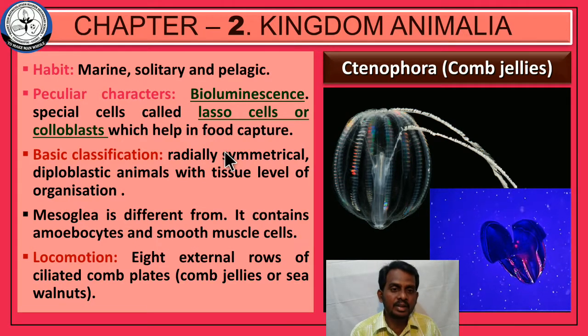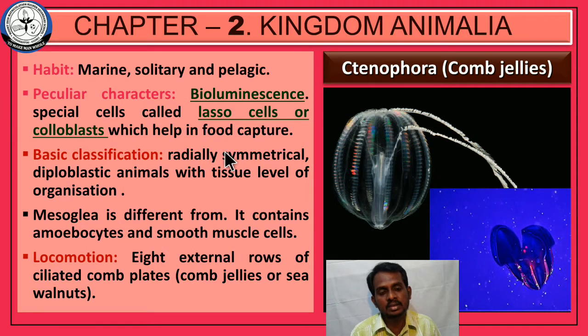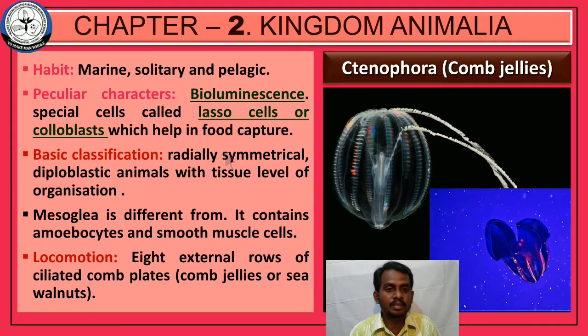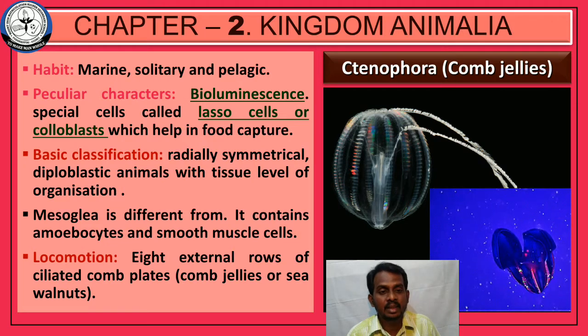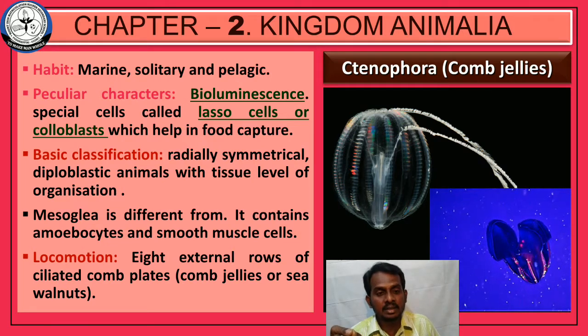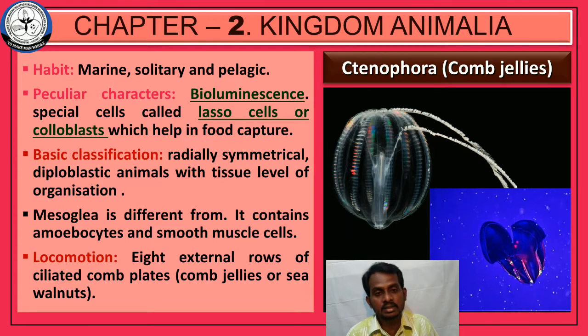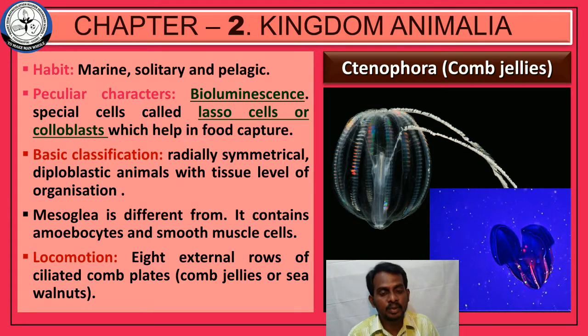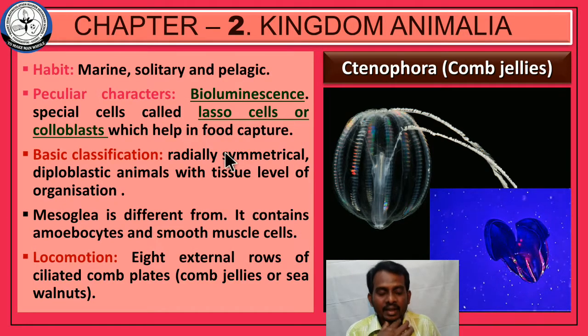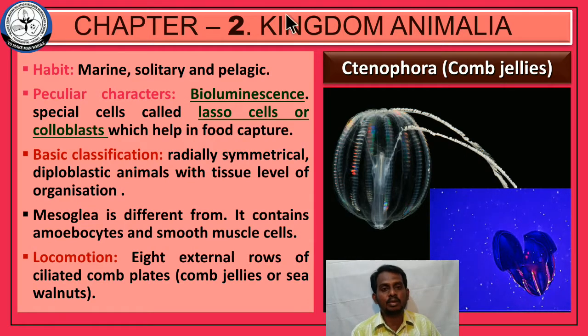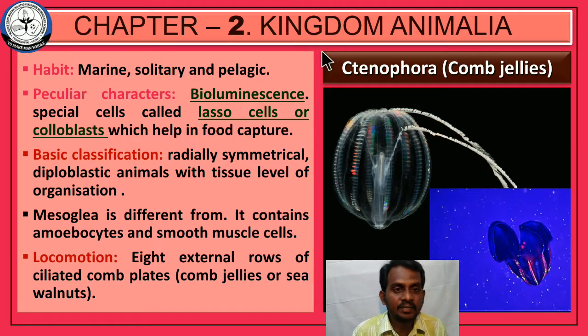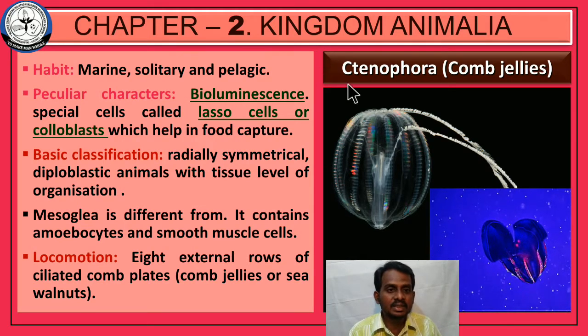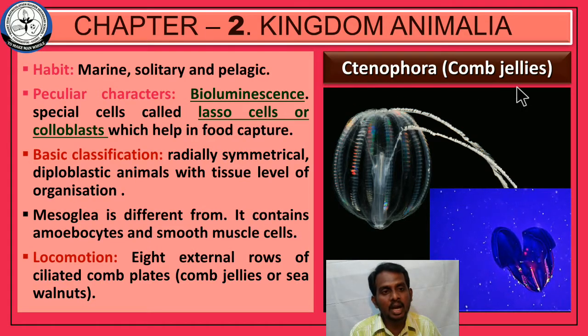And one more thing, according to the characteristic features, you have to understand the basic level of classification. That means level of organization, type of symmetry, and germ layer. These are the characters you have to understand along with the peculiar character. Okay. And today I am going to teach about another invertebrate phylum, phylum number 3, Ctenophora or comb jellies.